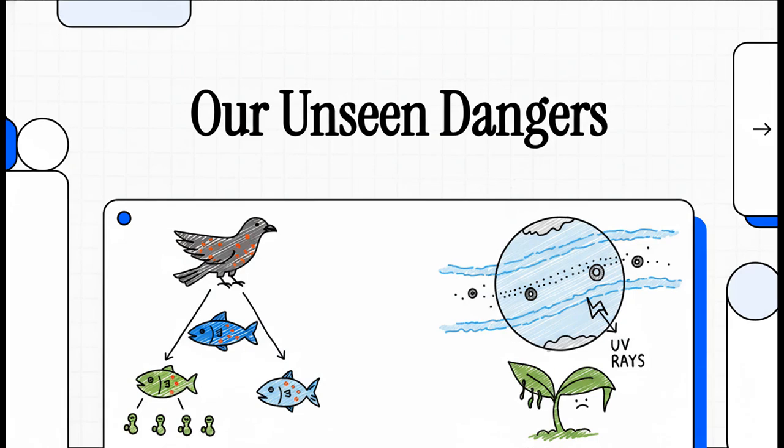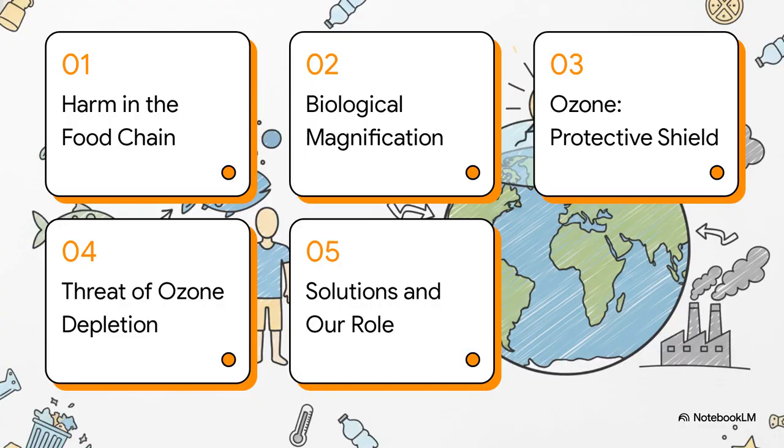Hello, students, and welcome. Today we are going to explore two very important environmental topics from your syllabus, biological magnification and ozone depletion. We will learn about these concepts in 5 simple parts, making sure you understand each one clearly.